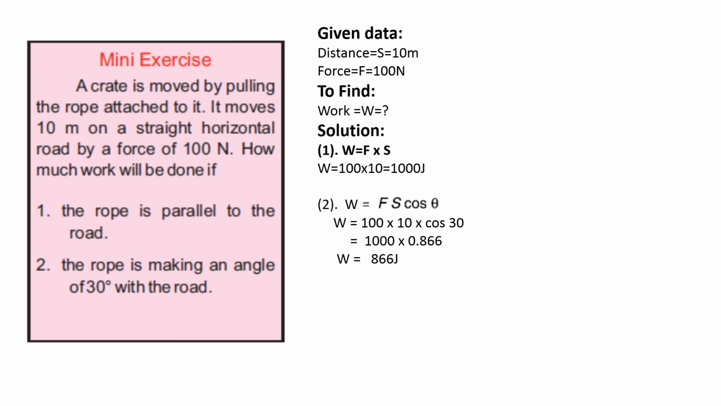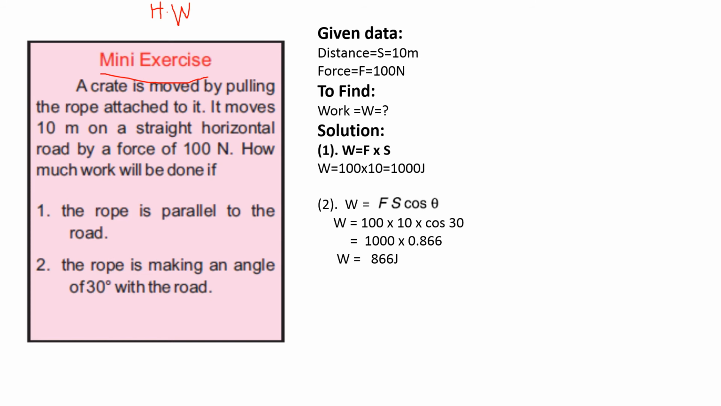Now this is a mini exercise that is given in your book on page number 120, and you have to do this mini exercise as homework. First of all, we have to read the question. A crate is moved by pulling a rope attached to it. It is moved 10 meters on a straight horizontal road by a force of 100 Newton. How much work will be done if, number 1, the rope is parallel to the road, number 2, the rope is making an angle of 30 degrees with the road?